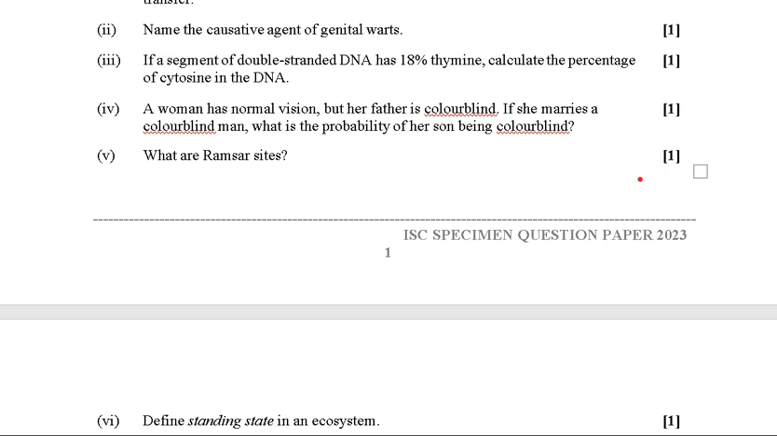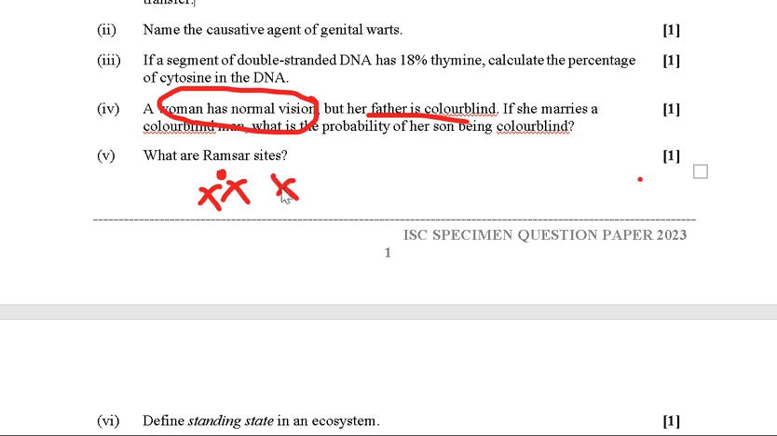So here the question indicates that the woman has normal vision, but her father is colorblind. That means the woman is a carrier, as her father is colorblind. The woman, with XX chromosomes, is a carrier; she has normal vision. So phenotypically she is normal, but genotypically she has that defective gene. That defective gene mainly came from her father, because her father is colorblind. So the woman has normal vision and genotypically she is actually a carrier.